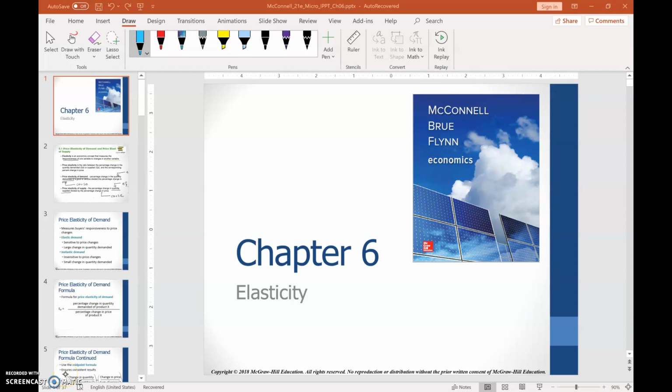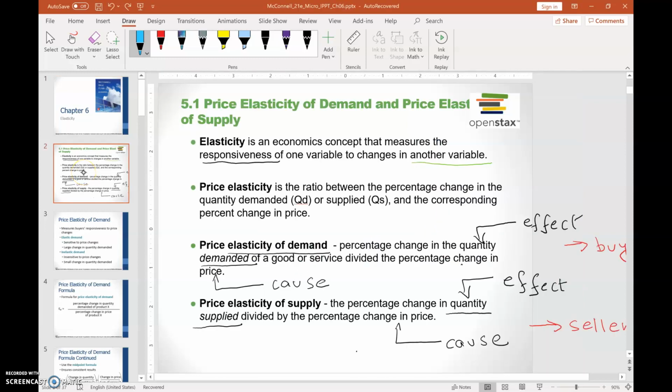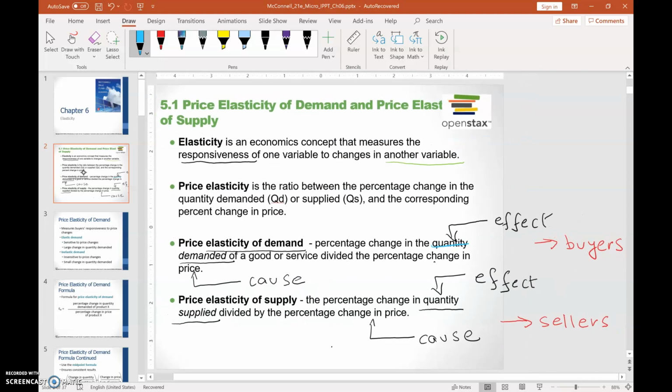Hey everyone, in this section I will talk about elasticity. The first concept is price elasticity of demand. This measures the percentage change in quantity demanded over the percentage change in price. So the percentage change in price is the cause, percentage change in quantity demanded is the effect. Here we are looking at the buyers because buyers are on the demand curve.